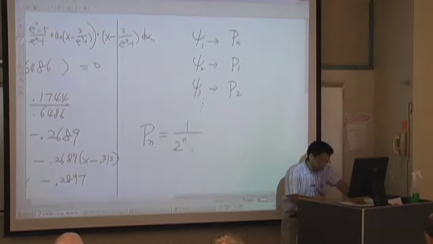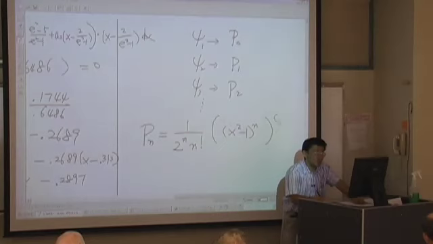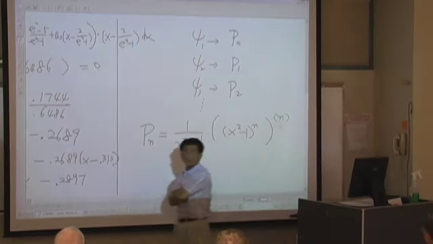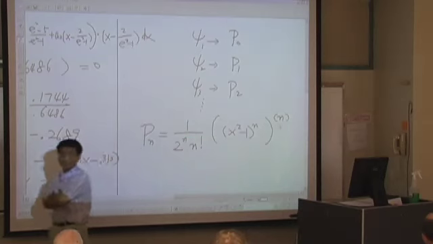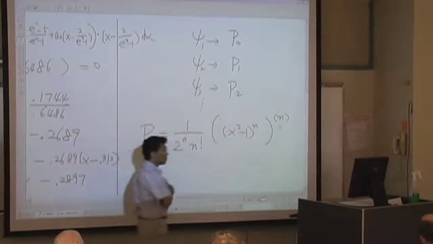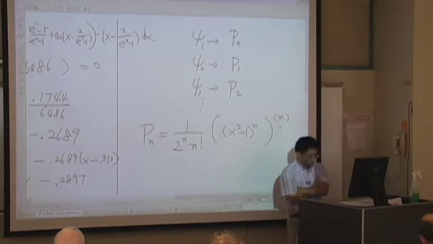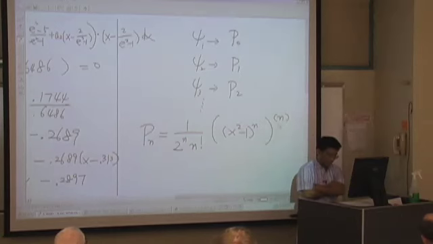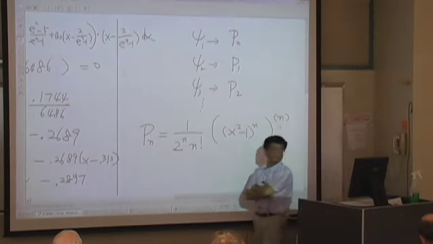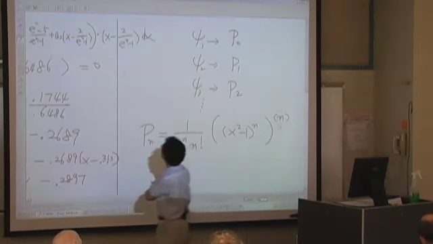2 to the power of n multiplied by n factorial multiplied by (x squared minus 1) to the power of n, differentiated n times. This is not power, differentiated n times. So this is the formula that you can use. It's called the Rodrigues formula. So Rodrigues developed this formula, and using this formula, we can find the Legendre polynomial, the psi function.